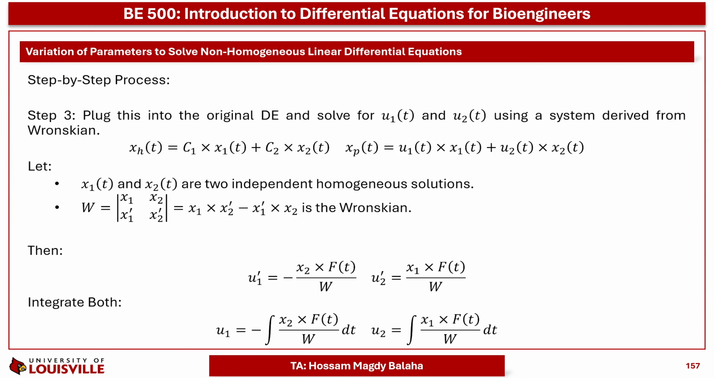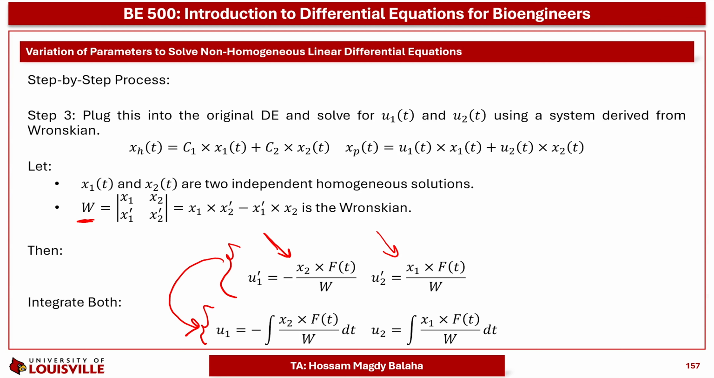We can retrieve u1 of t and u2 of t using these two formulas, which can be integrated later to get them. So what are these two formulas? These are two standard formulas. The first derivative of u1 of t equals negative x2 multiplied by f of t divided by w, and w here is the Wronskian value, and the first derivative of u2 of t equals x1 multiplied by f of t divided by w.